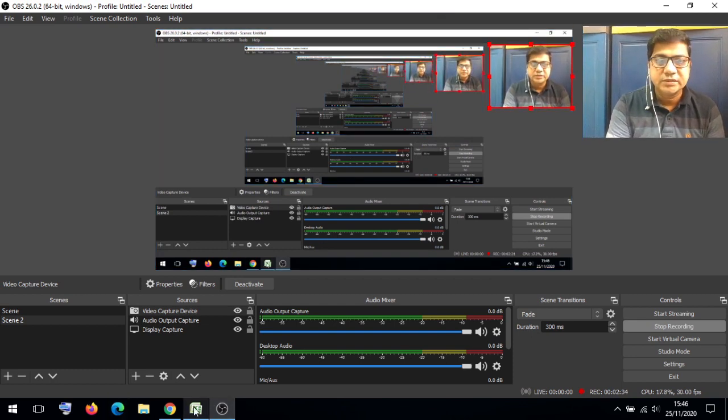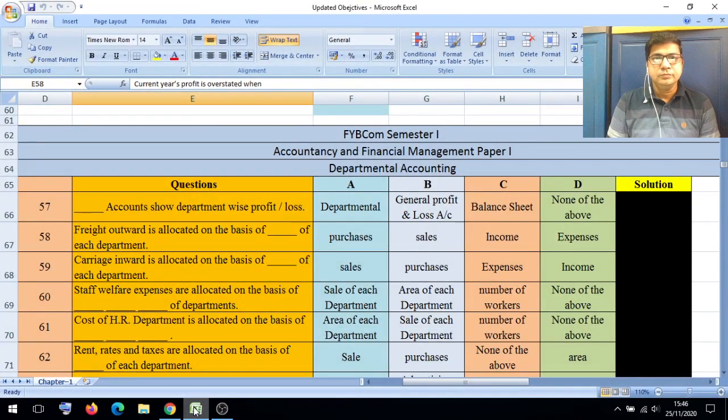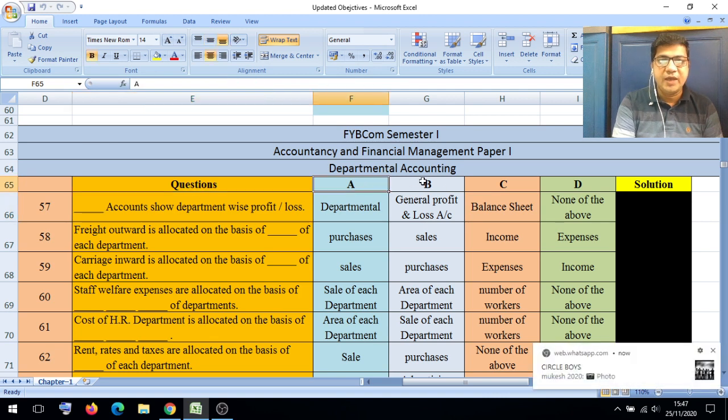Now let us discuss the objectives. This is the departmental accounting module. From this departmental accounting module, I prepared various kinds of objectives. Now it is multiple choice. We already discussed 56 objectives in our previous lectures. Today we will start with objective number 57, and we have 4 options, and you have to find out among these 4 which one is the appropriate answer.